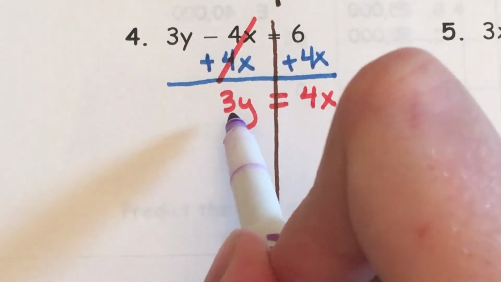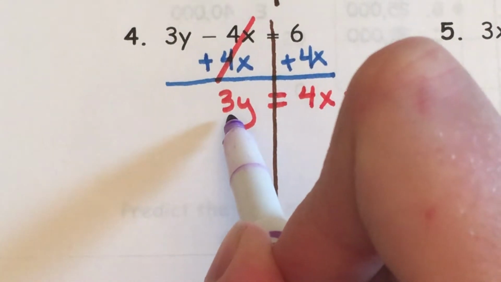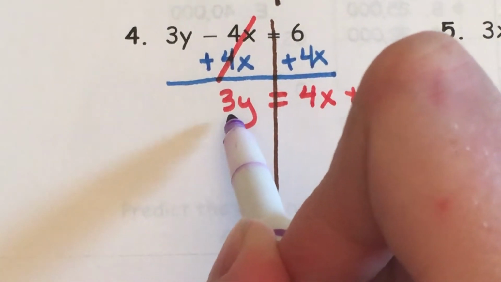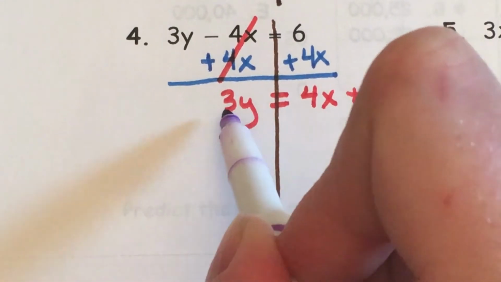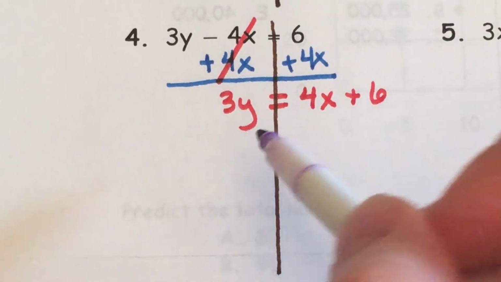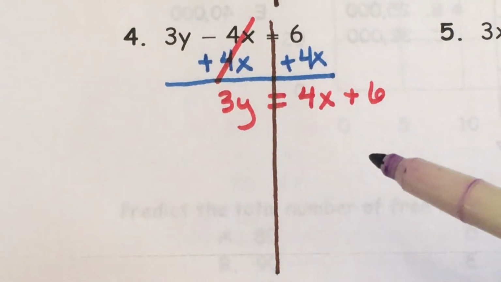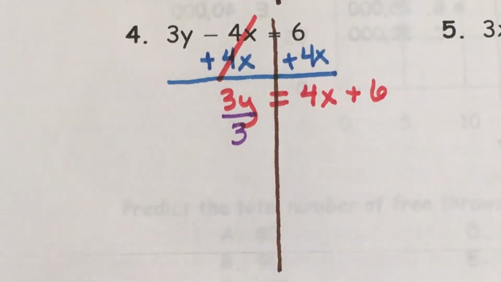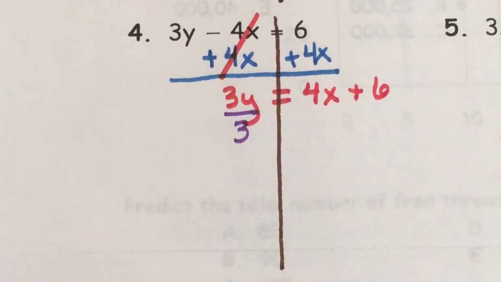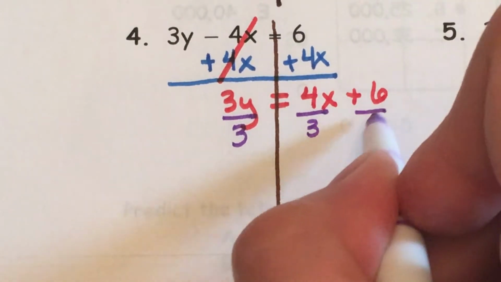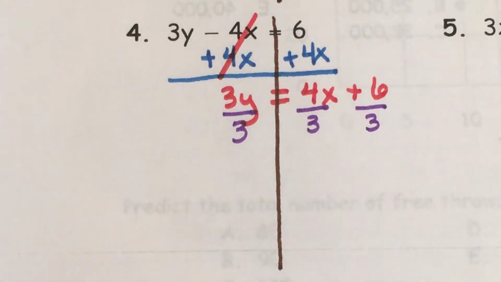All right. Now we just need to get rid of the 3. How do we do that? So a letter and a number side by side, they are multiplying. The opposite of multiplying is dividing. So let's do that. And what you do on one side of the river, you bet you do to the other. So every term gets divided by 3.